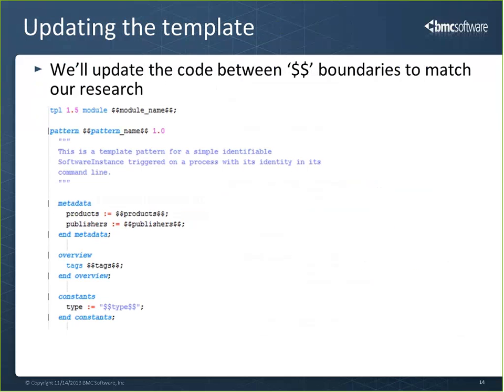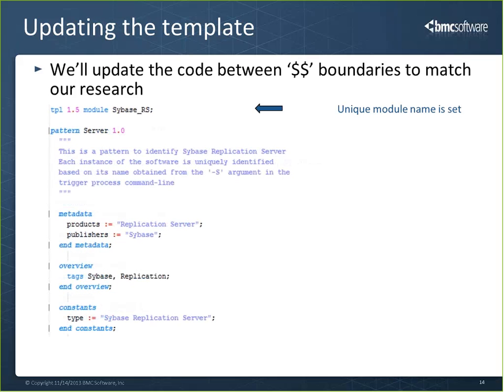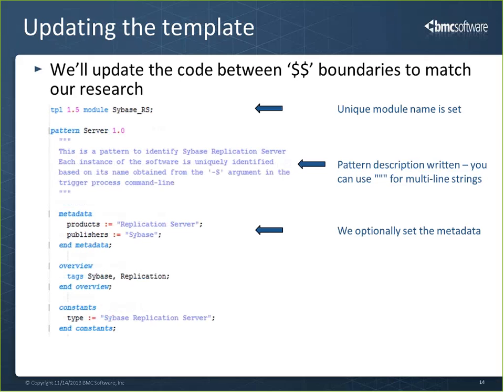Now, starting from the top of the pattern, we'll update the code between the $$ boundaries to match our research. So first, we'll set a unique module name. Each module has its own name, and it must be unique. Then we can write a little pattern description. If you want to use multiple lines or multi-line strings, you can use triple quotes to put those in. We'll then optionally set some metadata that describes the pattern, and also set at least 1 tag.